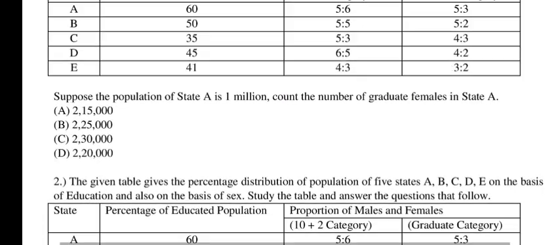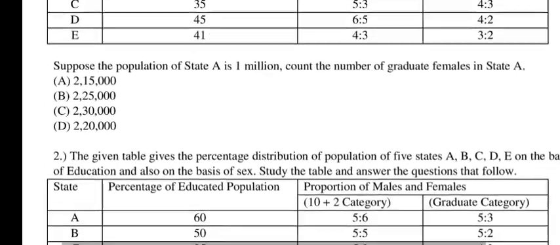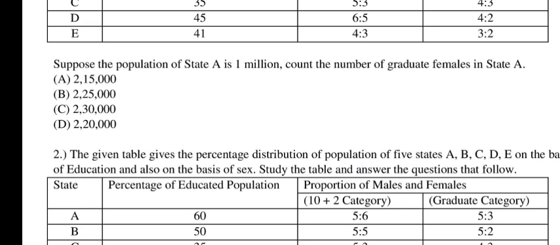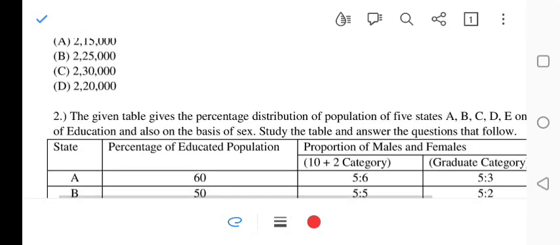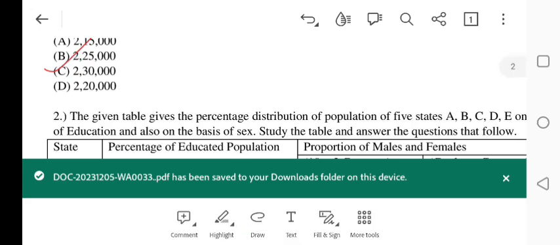The first question that we have got is: suppose the population of state A is 1 million, count the number of graduate females in state A. Options A, B, C, D: 2,15,000, 2,25,000, 2,30,000, 2,20,000. What will be correct? So it will be 2,25,000. It will be correct.